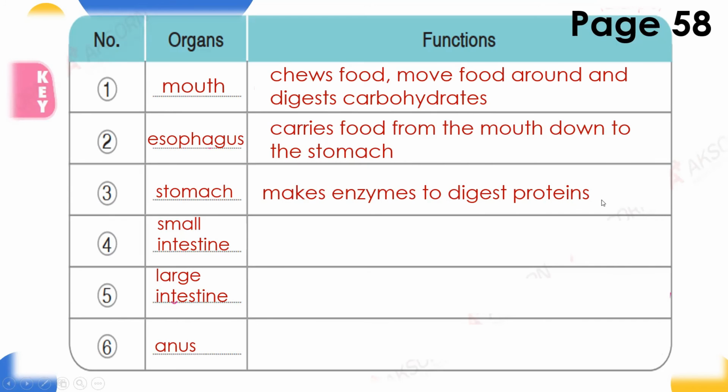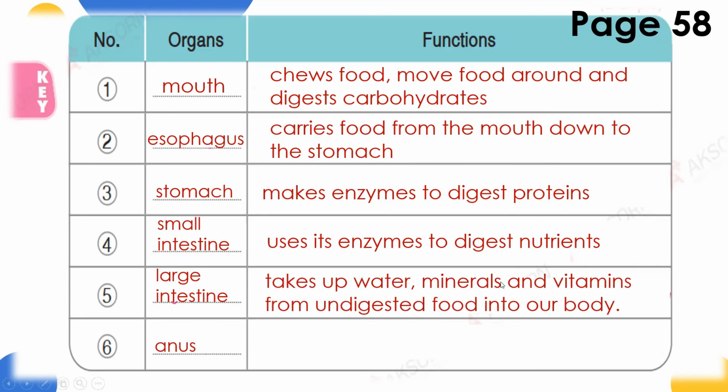Makes enzymes to digest proteins. Okay, digest proteins. What about the small intestine? What is the function of the small intestine? In the small intestine, digestion also occurs. I repeat, it uses its enzymes to digest nutrients. What kind of nutrients are these? We have fats, carbohydrates, and proteins. Next to the small intestine is the large intestine. So what is the function of the large intestine? That's right. It takes up water, minerals, and vitamins from undigested food into our body.